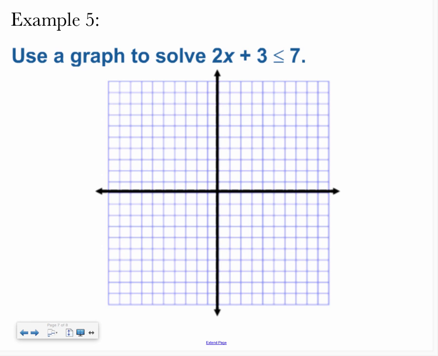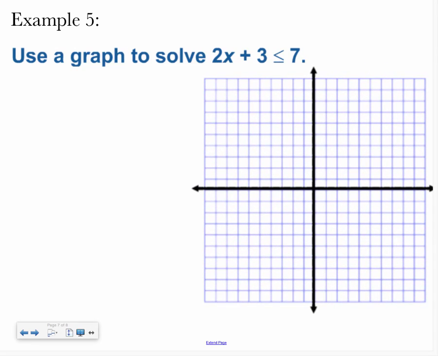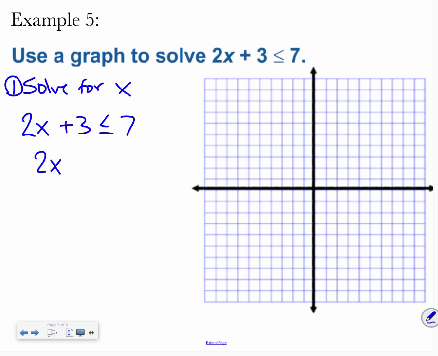Alright, example 5. Use a graph to solve 2x plus 3 is less than or equal to 7. This is slightly different than what we've been doing because we are missing what variable? We're missing our y. So that means we are going to solve for x in this instance. So I have 2x plus 3 is less than or equal to 7. So I have 2x is less than or equal to 4 if I subtract 3 from both sides. If I divide both sides by 2, I have x is less than or equal to 2.